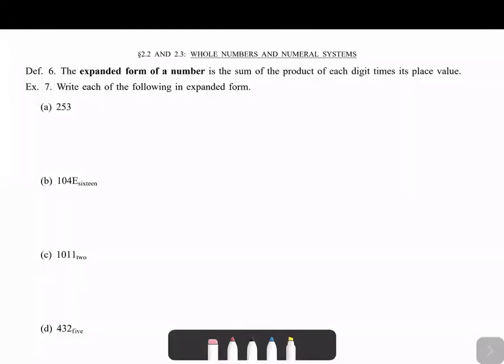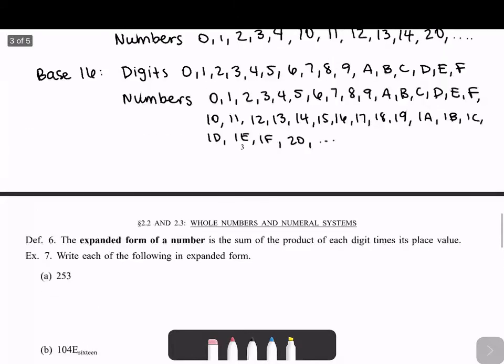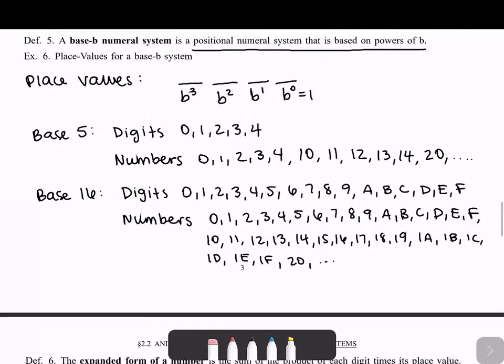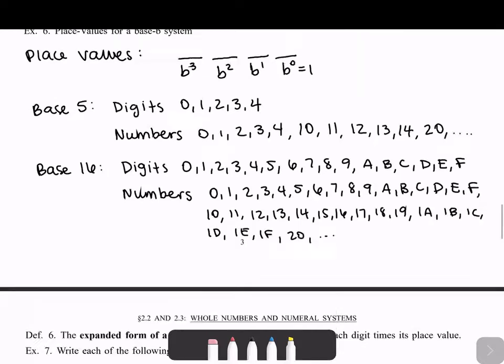Hi everyone, this is video 4 for sections 2.2 and 2.3, whole numbers and numeral systems. So we're continuing our discussion of the base B numeral system, that we left off last time with examples of base 5 and base 16. So today we're going to continue to talk about how to interpret numbers in this base B system.